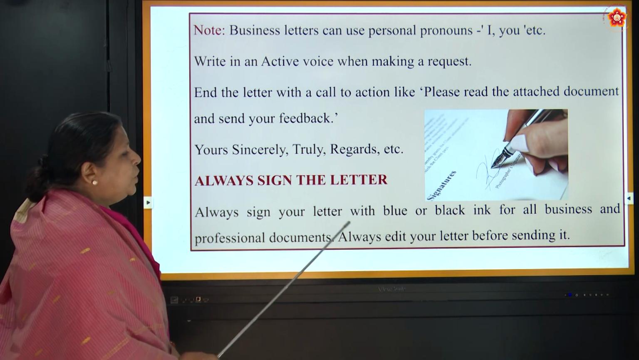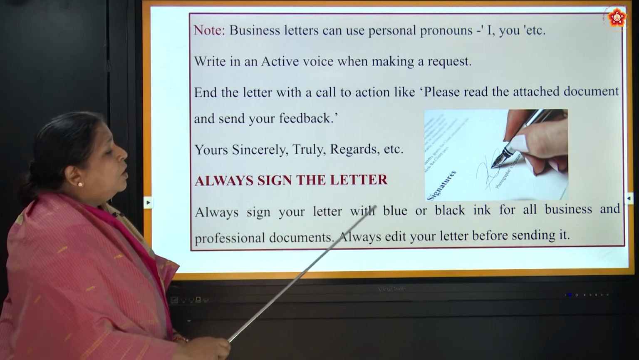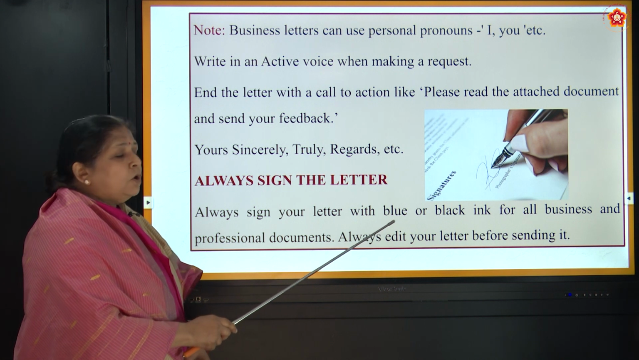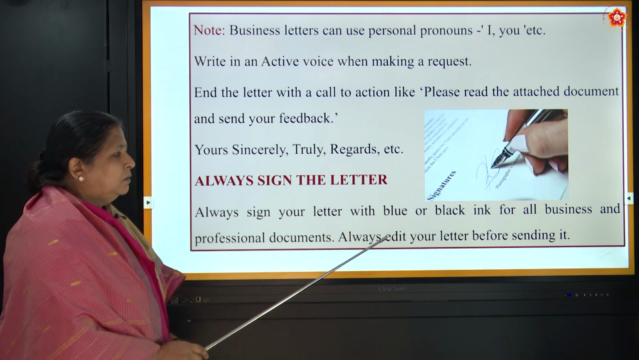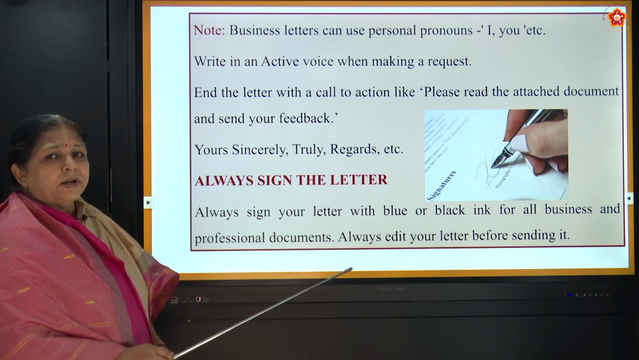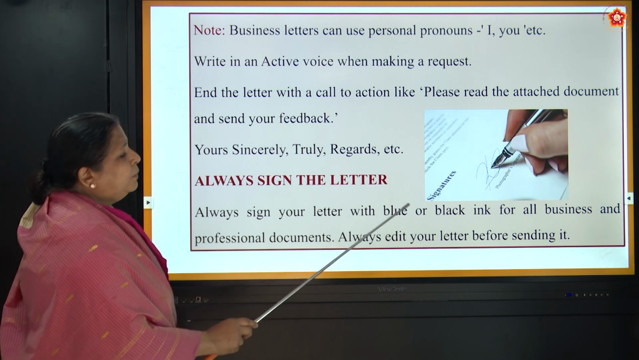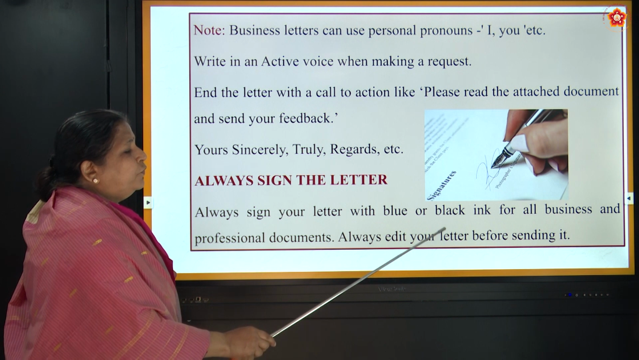Now when you are writing business or professional documents or letters, always use black ink or blue ink. Not red ink, it is very bad. And don't write letters to others also, your friends and all, in red ink. Always use blue or black. And always edit your letter before sending it.